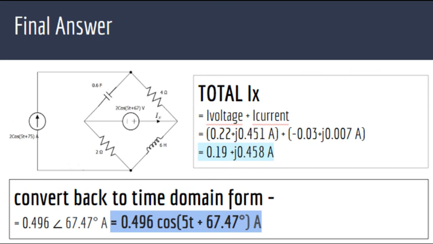0.096 with a degree to 67.47 degree amp, and you will convert it into its final proper form, which is the answer below. So that completes our solution for this particular problem for the sinusoidal steady state analysis.